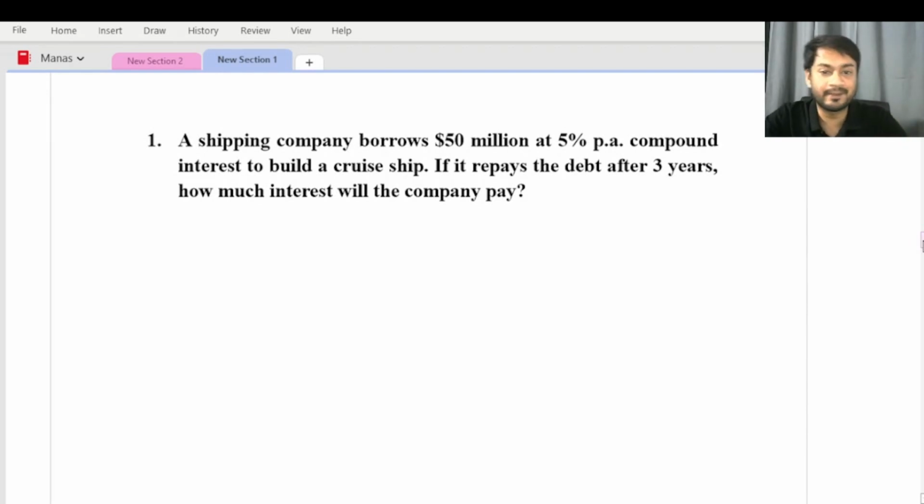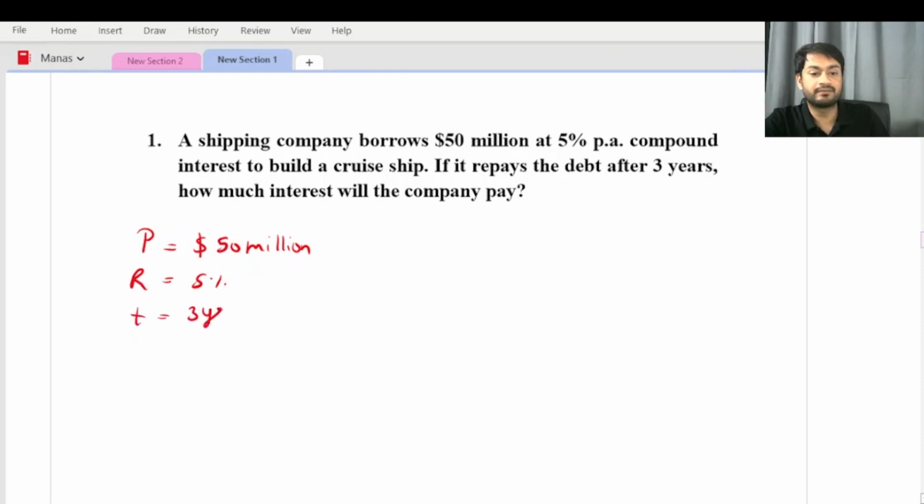There is one shipping company which borrows $50 million at 5% per annum compound interest to build a ship. If it repays the debt after 3 years, how much amount will the company pay? Okay, so there is one shipping company and they are borrowing some money, that is 50 million, right? And the rate of interest which applies to them is 5% by the bank. Okay, and the time they are taking the money is for 3 years, right?